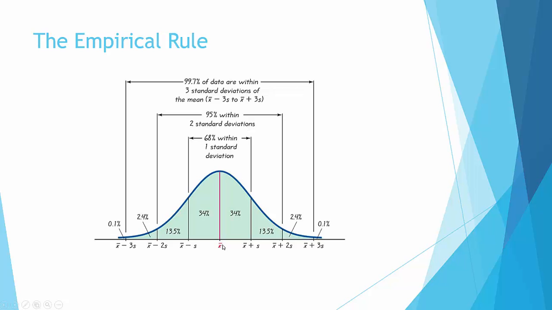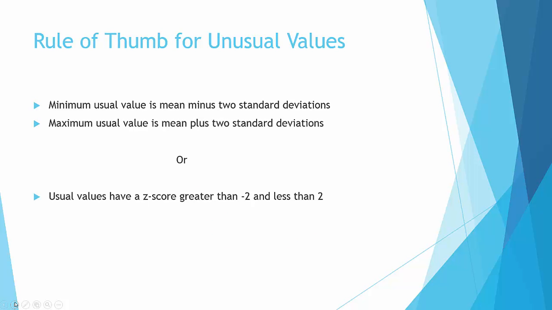Finally, if we take our mean and subtract out 3, so from our set, this would be minus 131.1, minus 131.1, minus 131.1. And going this way, the mean plus 131.1, plus 131.1, plus 131.1. Within 3 standard deviations, we get 99.7% of our data. So this leads us to the rule of thumb. And the rule of thumb is telling us what values are unusual values.